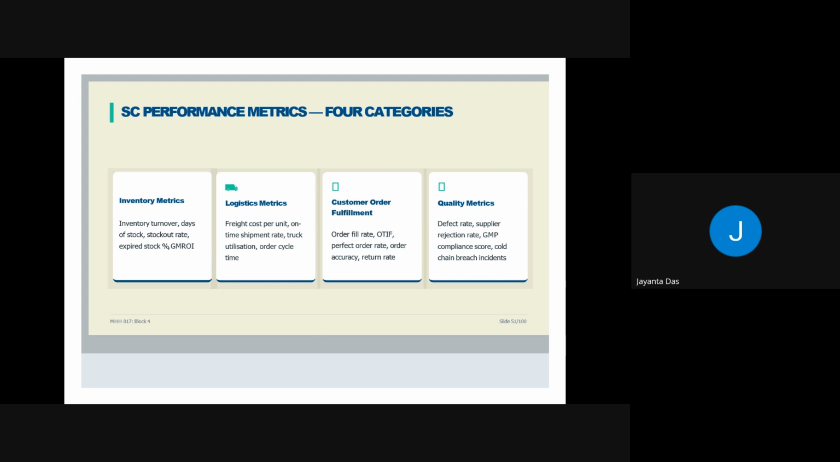Then quality metrics, which are the defect rates, supply rejection rate, good manufacturing practice compliance scores, cold chain breach incidents, how often they are happening. So these are the quality metrics we need to be aware of and be scrutinizing.